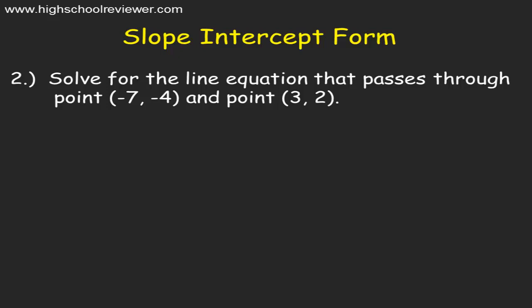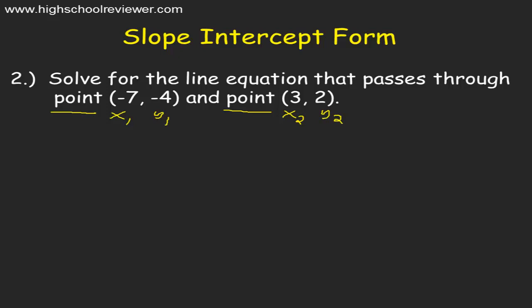So this is our point 1. This is where our x sub 1 and y sub 1 are located. So -7, this will be our x sub 1. -4, this is our y sub 1. And then this point, this is our point 2. This is where x sub 2 and y sub 2 are located. +3, that is x sub 2. And +2 is y sub 2.